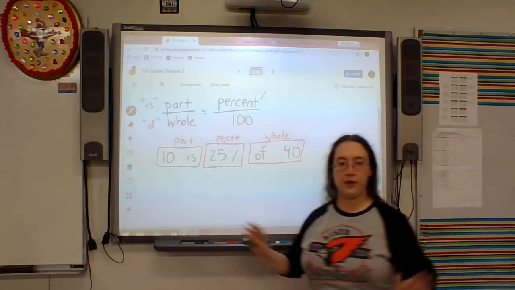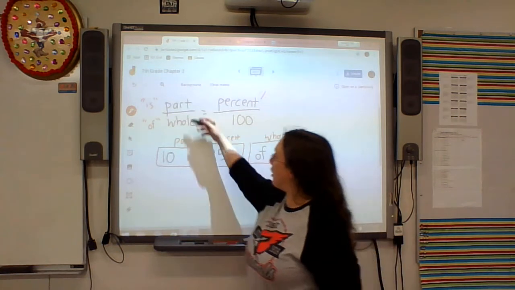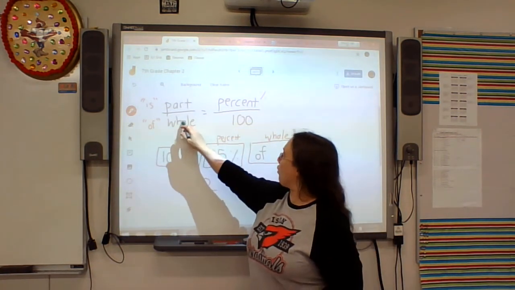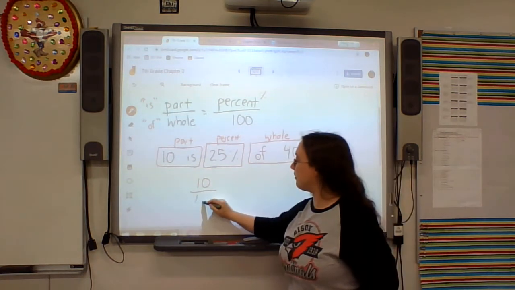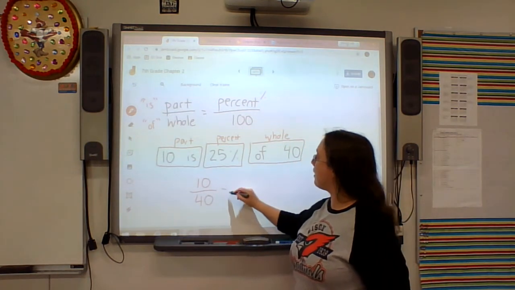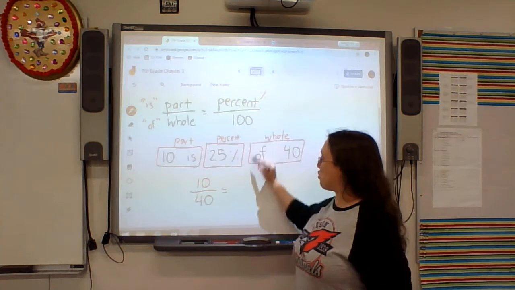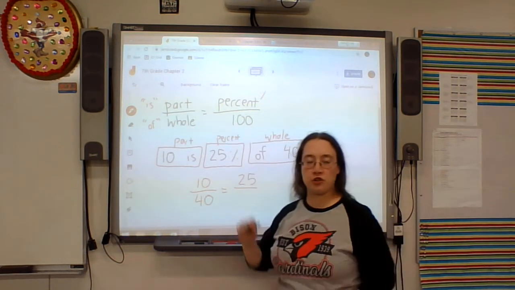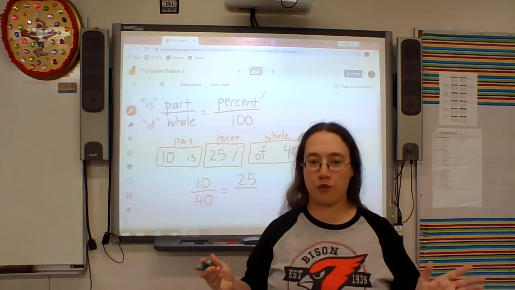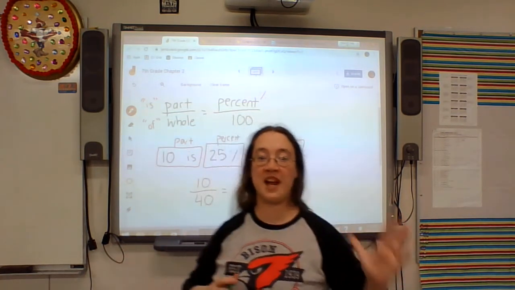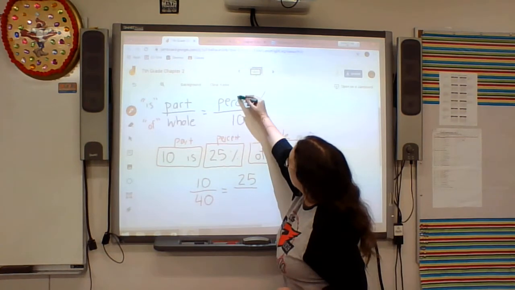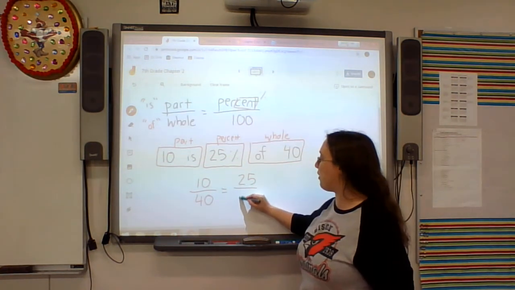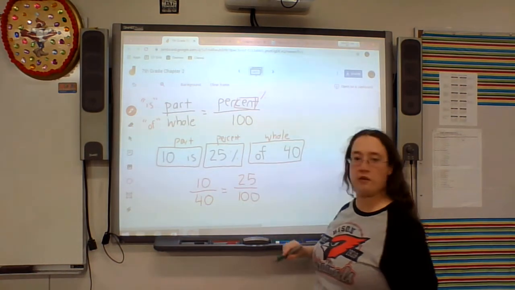So then if we want to fill this into our percent proportion, we've got our part, which was 10. We've got our whole, which is 40. We've got our percent, which is 25. And this number is always going to be 100. The reason that's 100 is because that's our percent. That word "cent" there meaning 100. So percents are per 100. So this number on the bottom of your percent is always going to be 100.